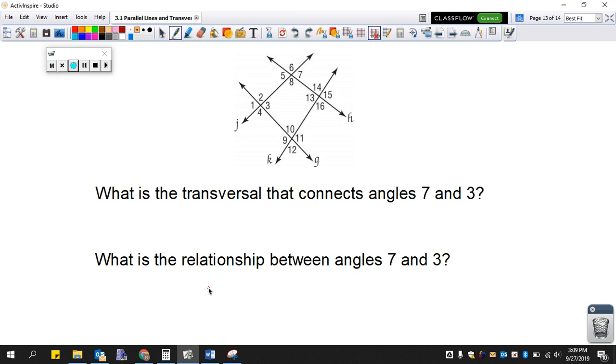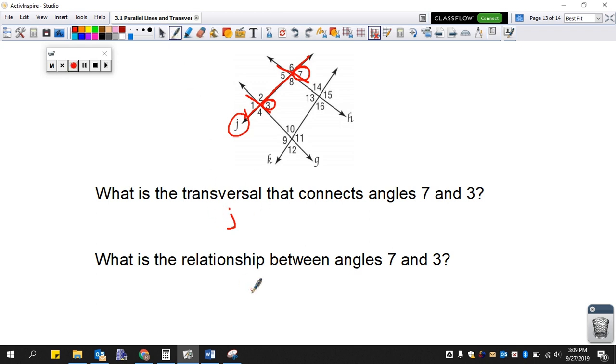Transversal that connects angles 7 and 3. Angle 7 is right here. Angle 3 is right here. So these are the lines, and the transversal is the line that cuts across both of those. So the transversal is J. Get the dot up above the J, not beside it.